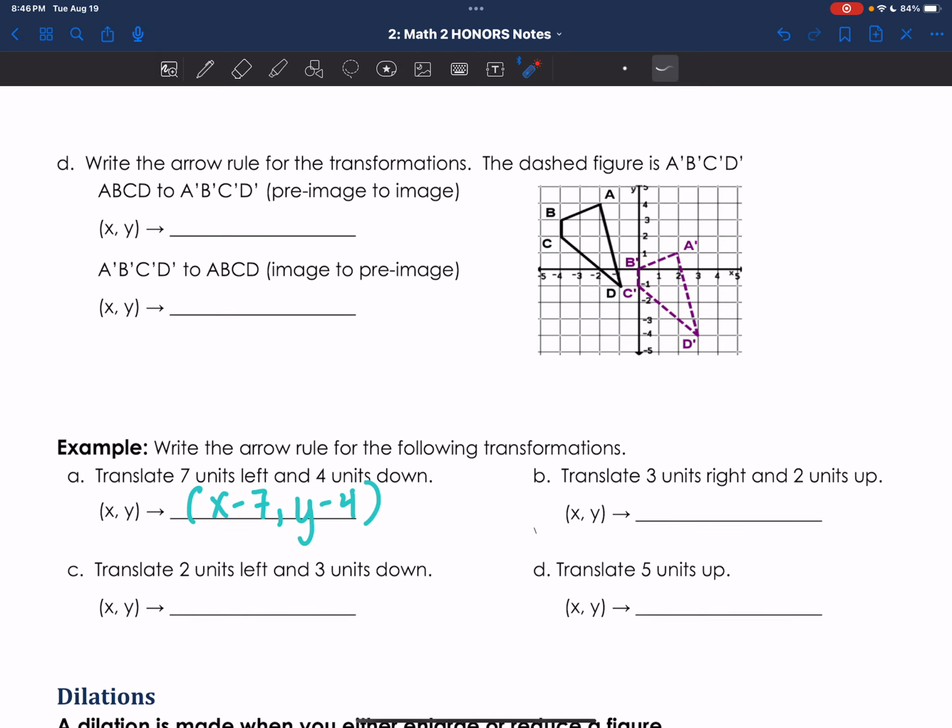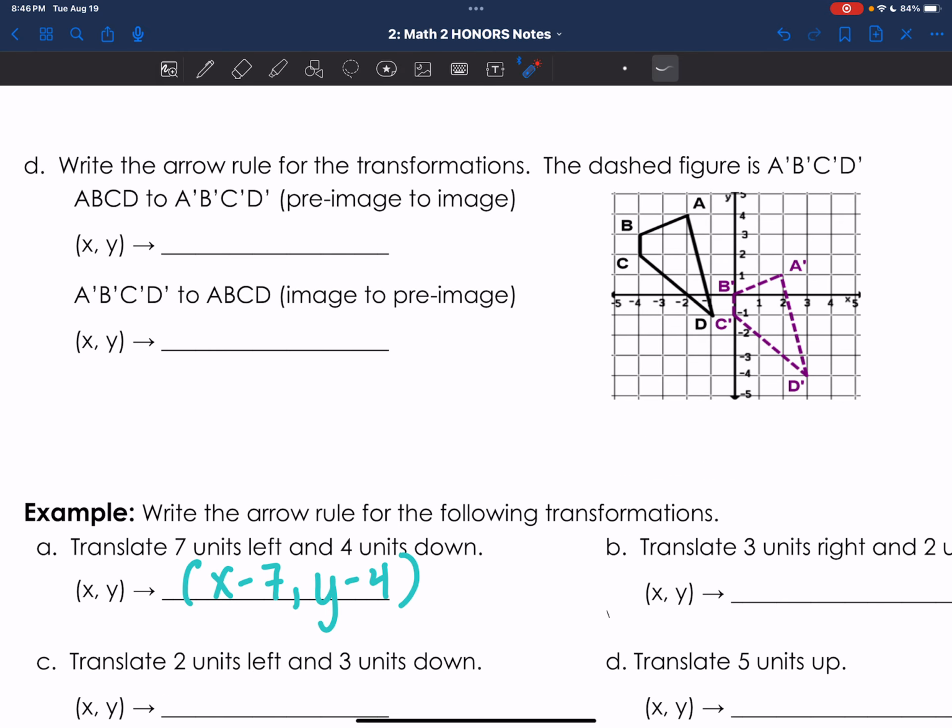All right, now what you're going to do is the same thing, but you're kind of working backwards here because it wants to know (x, y), what's the rule? So from A, B, C, D to A prime, B prime, C prime. So we're going to look here. Notice the orientation's the same. So we're going to go, you have to start here.